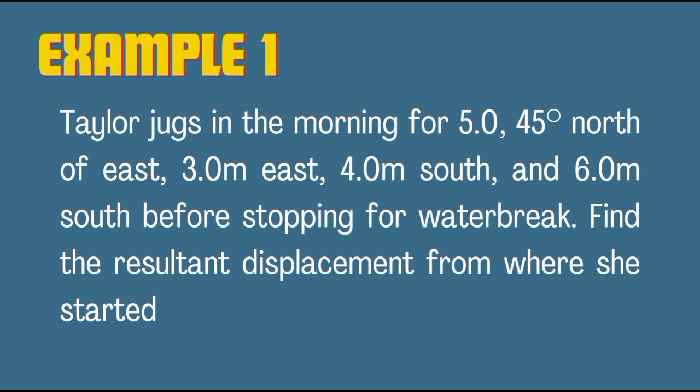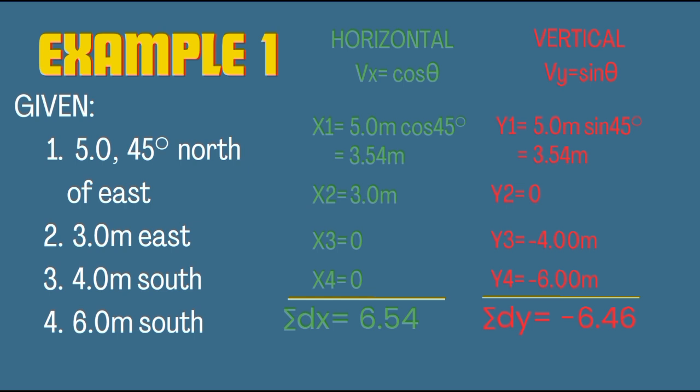Example number 1. Taylor jogs in the morning 5.0 meters at 45 degrees north of east, then 3 meters east, 4 meters south, and 6 meters south before stopping for a water break. Find the resultant displacement from where she started. Given 5.0 meters, 3.0 meters, 4.0 meters, and 6.0 meters.